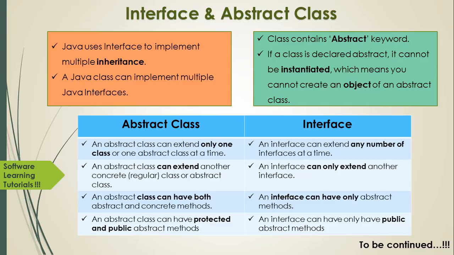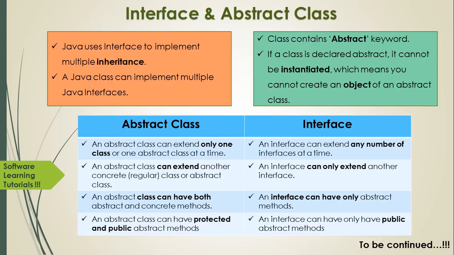The second one would be that an abstract class can extend another regular or abstract class. An interface can only extend another interface. So over here the abstract class can extend another constant.